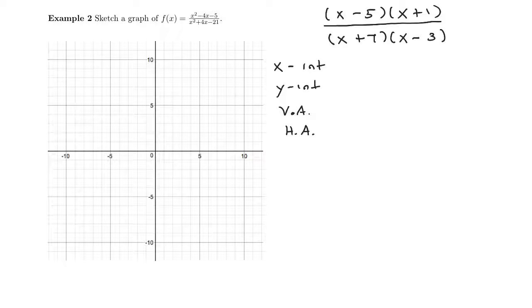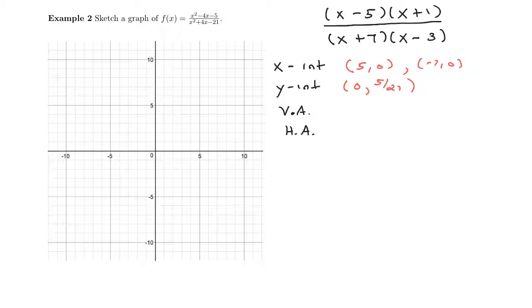Okay, so for my x-intercepts, that's where the numerator is 0. I can clearly see that that's at (5, 0), as well as (-1, 0). The y-intercept is the ratio of the last two numbers, which is 0 divided by... it's going to be negative 5 over negative 21. I'll just write that as positive 5 over 21. It's just a small number close to 0.